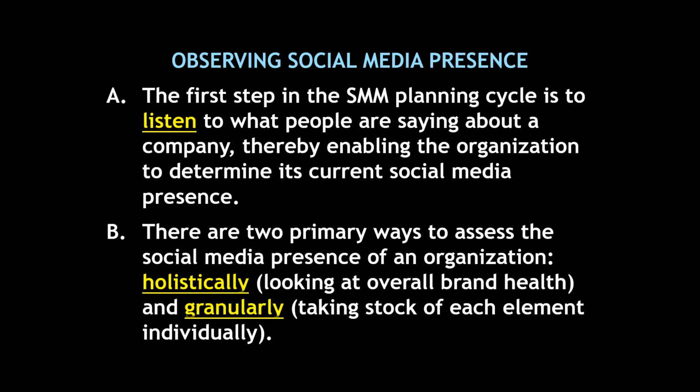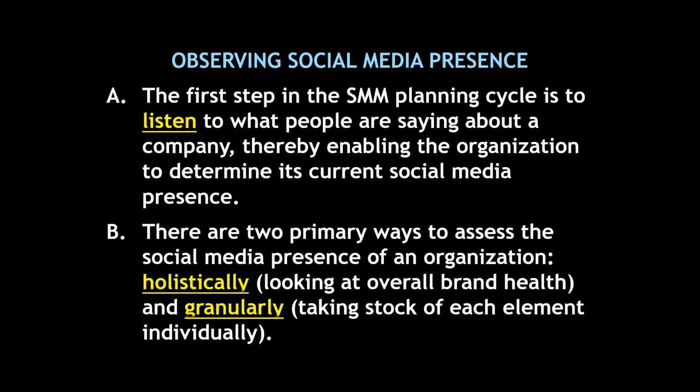Observing social media presence, the first step in the social media marketing planning cycle that we talked about back in Chapter 2, is to listen to what people are saying about a company, thereby enabling the organization to determine its current social media presence. So you have to know what is going on out there. You have to listen to what's being said and what is meant by what is said.